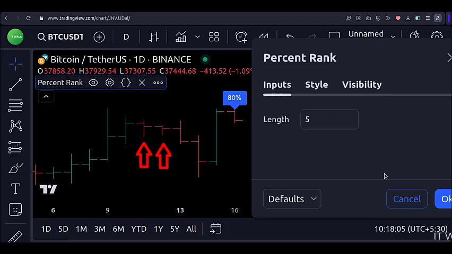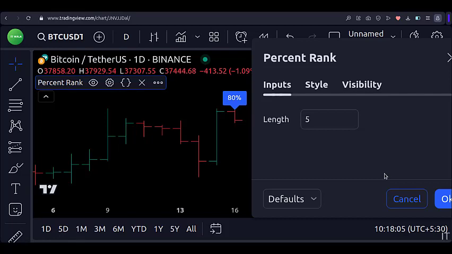Next, these 2 red candles are the fourth and fifth candles from the current candle. And both the candles are lower than the current candle price. So the conclusion is that 4 out of the last 5 candles are lower than the current candle price. Only this one green candle is higher than the current candle.